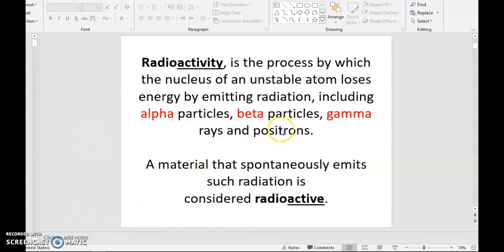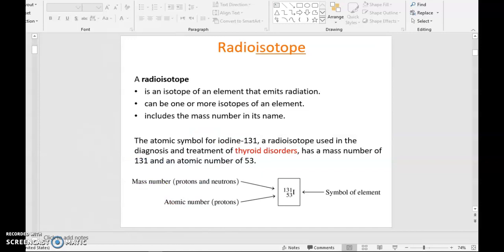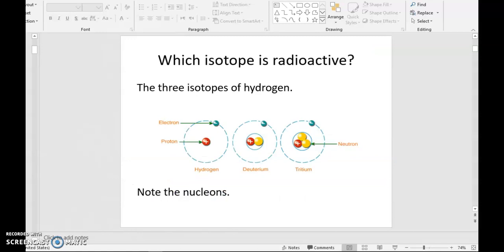So whenever this happens, we call this radioactivity, and we call the element a radioactive element, a radioisotope. First, let's try to remember what an isotope is. Carbon 14, carbon 15, and 16 are all isotopes. Hydrogen 1, hydrogen 2, and hydrogen 3 are also all isotopes.